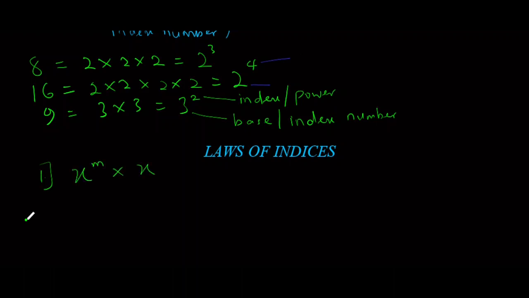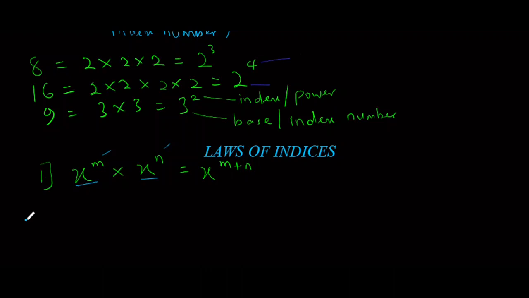So the first law we are going to consider says that x raised to power m times x raised to power n will give us x raised to power m plus n. This simply means that when we have the same base, the index number or the base, they are the same thing, but we have different powers and they are multiplying each other, we just pick one of the base, then we add the powers together.